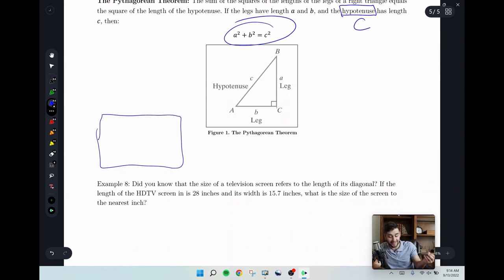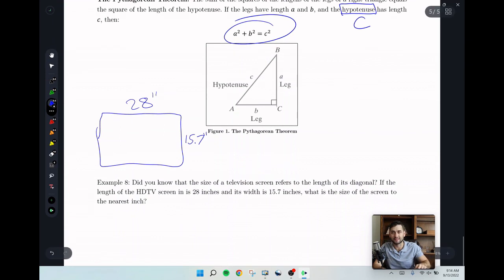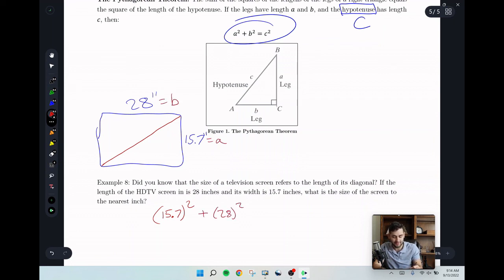It says if the length of the TV screen is 28 inches, and the width is 15.7 inches, what is the size of the screen to the nearest inch? So it's asking us about that diagonal. Well, we're just going to do a squared plus b squared equals c squared. So 15.7 squared, if I call that my a, and I call the other side my b, plus 28 squared equals c squared. How do you get c by itself?